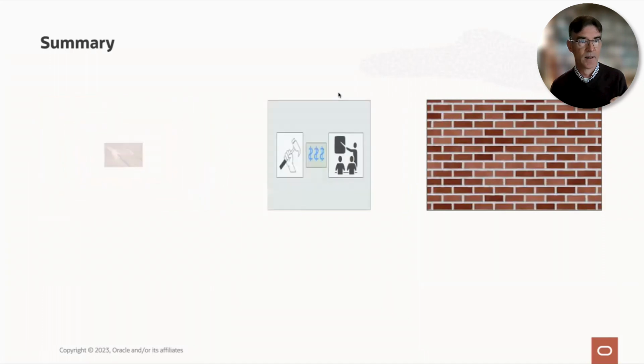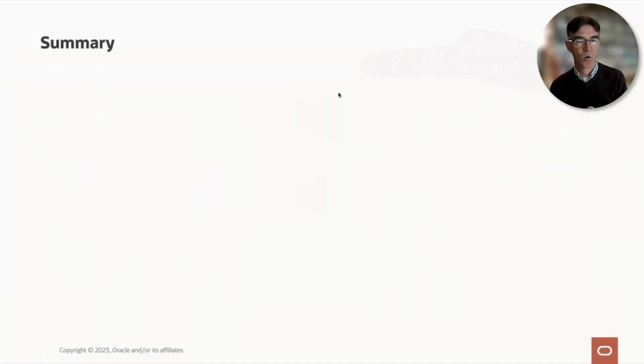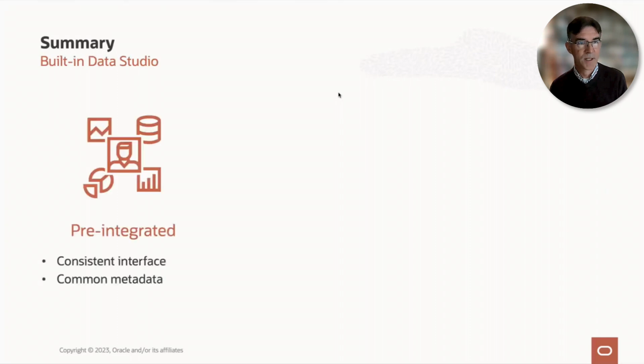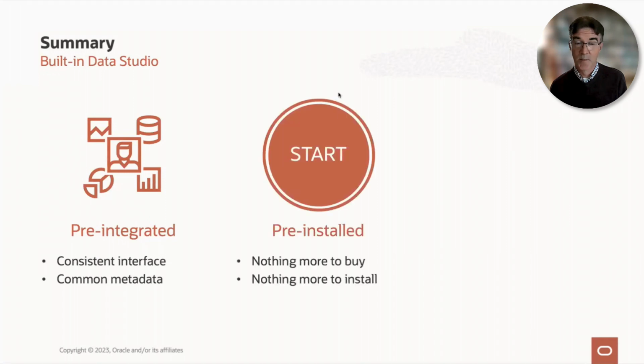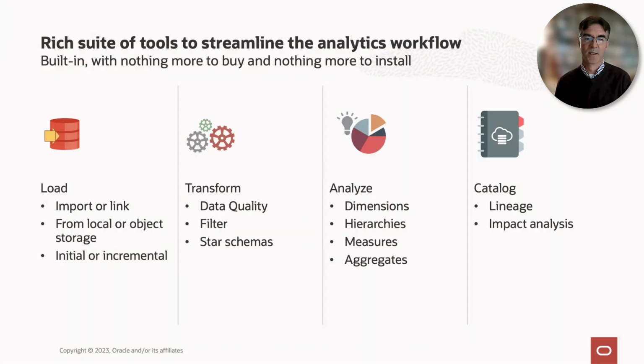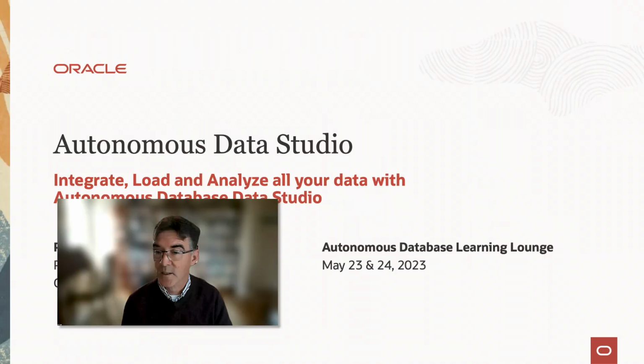The summary here is that we replace all of these problems with a built-in Data Studio. It's pre-integrated with a consistent interface and a common set of metadata. It's pre-installed, so there's nothing more to buy and nothing more to install. It just comes with your autonomous database service. And it provides clear data lineage and impact analysis. So now it's time for me to stop sharing, hand over to Jayant, who's going to show you how it all works. Over to you, Jayant.